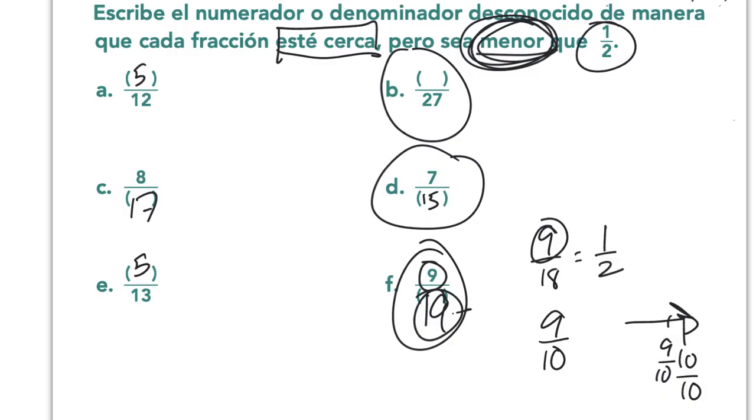Now, that's not going to be always the case. Sometimes they may ask you for greater than, but this is basically what you have to do. You have to make the denominator bigger so it's less than 1/2. If you want to make it smaller, then that means it's getting closer to 1.